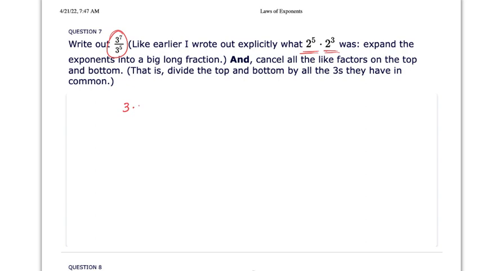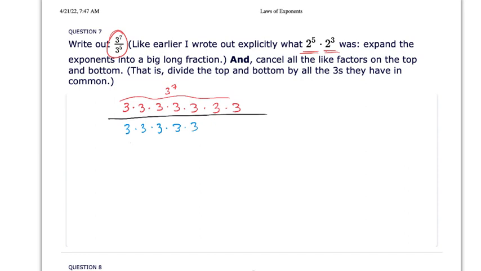So let's expand it. 3 to the 7th looks like this. That's our 3 to the 7th. Then that's all divided by 3 to the 5th. Say, write 3 to the 5th. And now I'm going to cancel out like factors. These are all factors because that's what multiplication means. And you can see we end up with 3 times 3, or 3 squared. And so 3 to the 7th over 3 to the 5th gives us 3 squared. Why? Because of all this canceling that goes on.